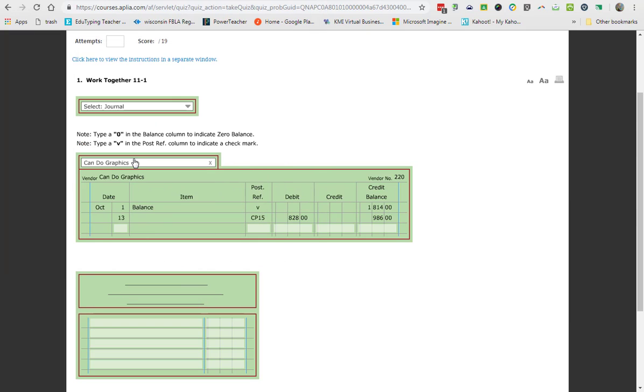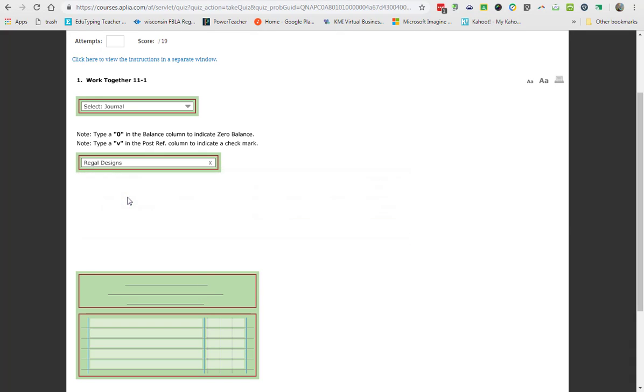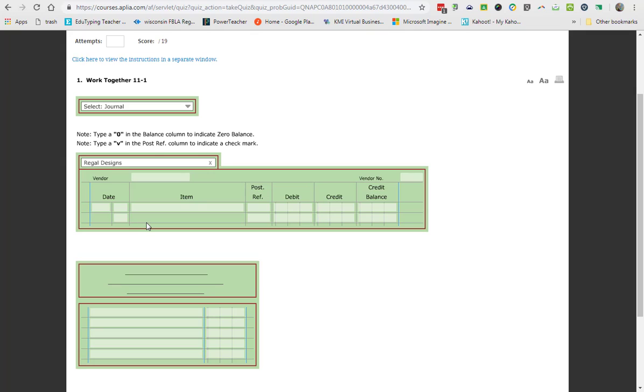So what they're doing is we need to go to Regal Designs, and we ran out of room on our last ledger, so we have to open it up, and there's a balance. Okay? So I have my ledger open to Regal Designs. I have to fill in my vendor name, which is Regal Designs. My account number is 240.